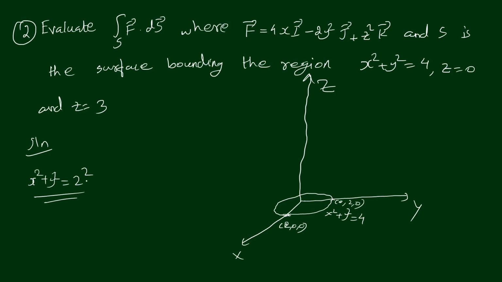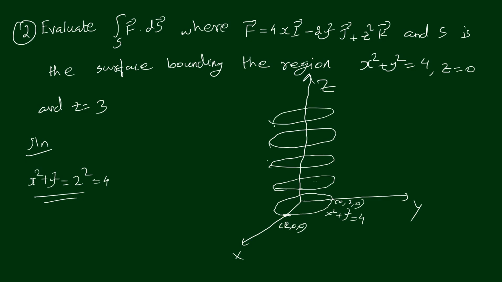So x square plus y square equal to 4 means z can be anything. It says nothing about z. So z varies from minus infinity to plus infinity. If you vary z, you will get many circles. When z equal to 1, you will get a circle here, and if z equal to 2, you will get a circle here. Like that, as z varies, you will get many circles in between.